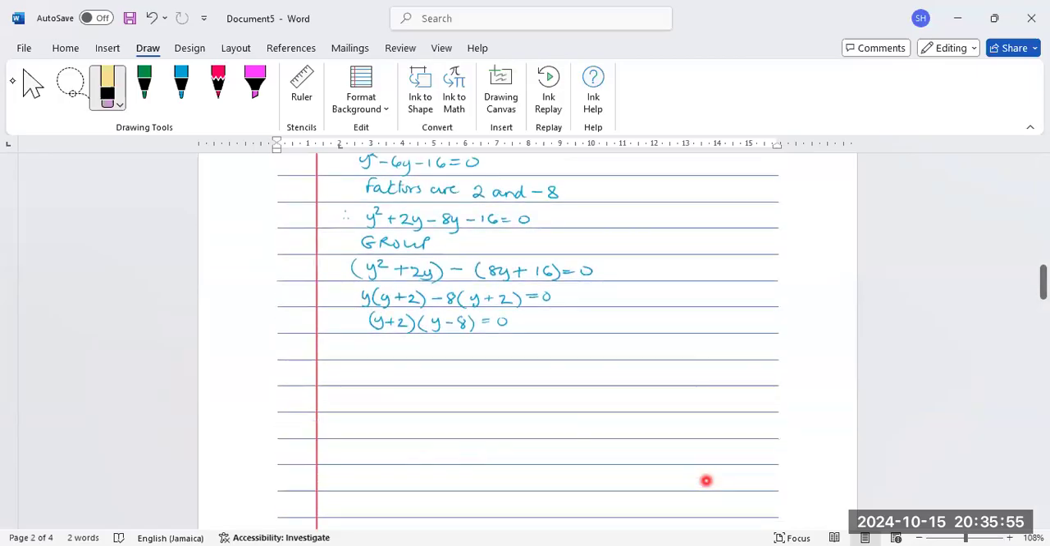So either y plus 2 equals 0, and that implies that y is equal to negative 2. Do I have a solution here? No, for the first one, it's a negative number, so you don't have a solution. Good job.